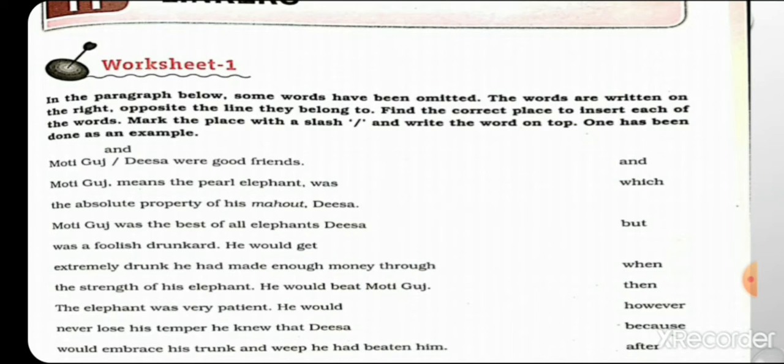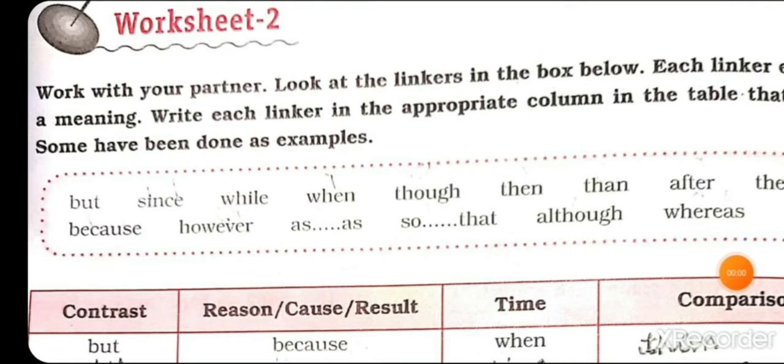Now, students, the words on the right, like and, which, but, when, then, however, because, after, all are linkers. ये सभी क्या हैं? Linkers. And students, remember, a word which joins sentences or clauses is called a linker, and linkers also show how ideas are related.